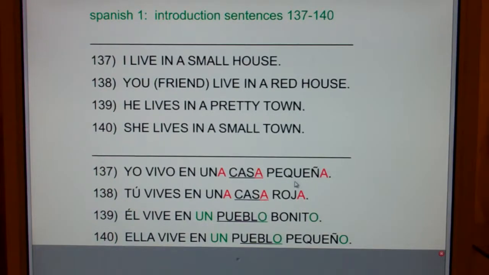And notice, most adjectives follow, like small, red, pretty. But if it's a number or a form of good or bad, it goes in front. Remember that chant. Adjectives generally follow except for uno, bueno, malo.